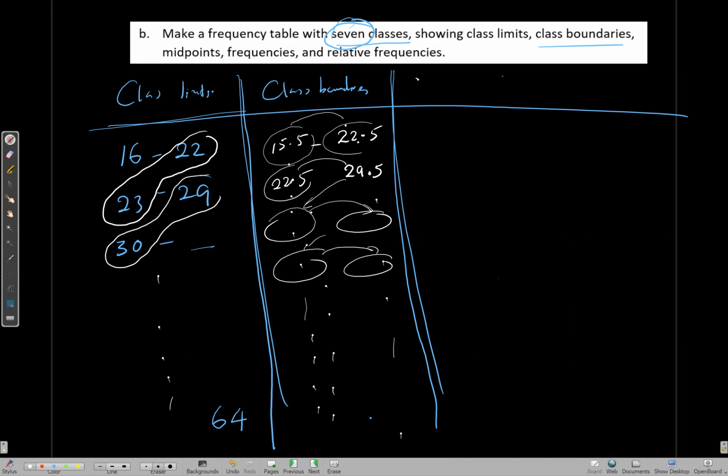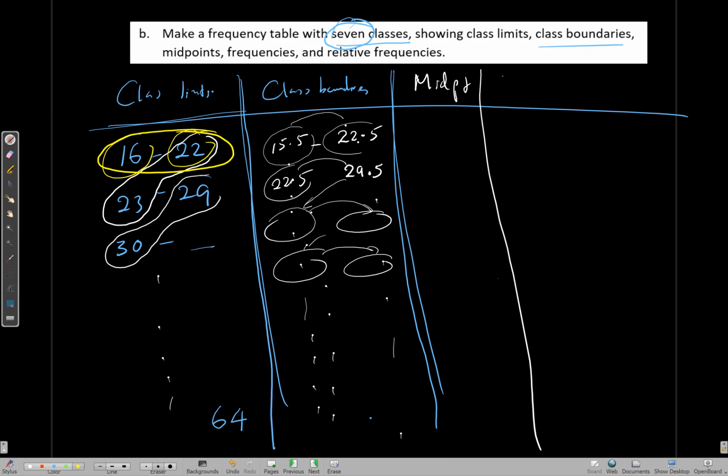And then midpoint, that's pretty easy. Midpoint is, as the name suggests, the midpoint of this range. So there are 7. How do you actually calculate it? You add these two numbers, 38 divided by 2, that's 19, right? That's the easiest way. And like that, you calculate your midpoints.